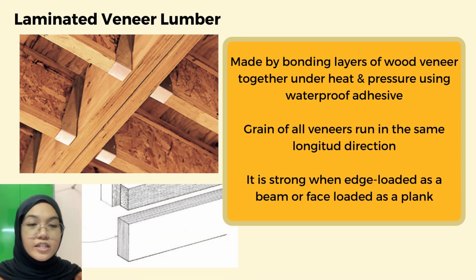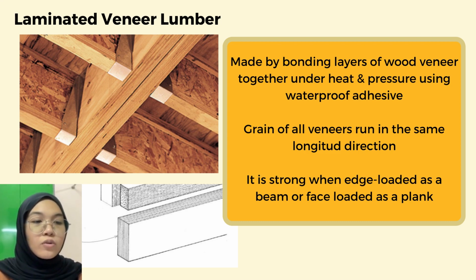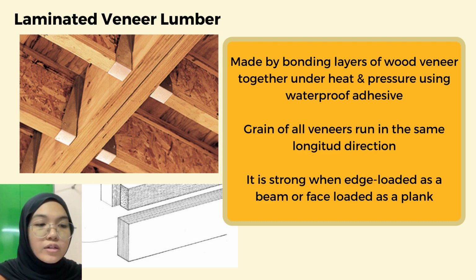And the third one is laminated veneer lumber. It's made by bonding layers of wood veneer together under heat and pressure using a waterproof adhesive. The grain of all veneers runs in the same longitudinal direction. It is strong when it is loaded as a beam or face loaded as a plank.